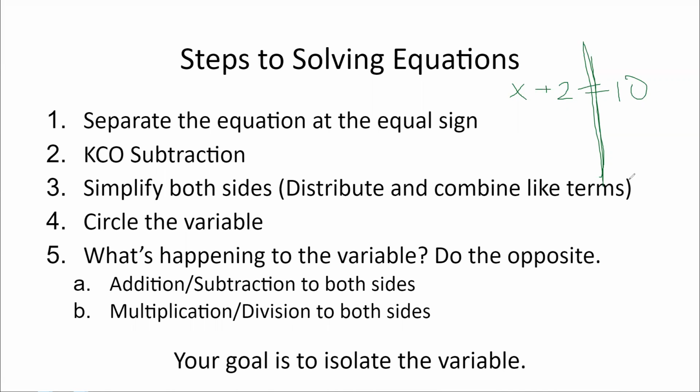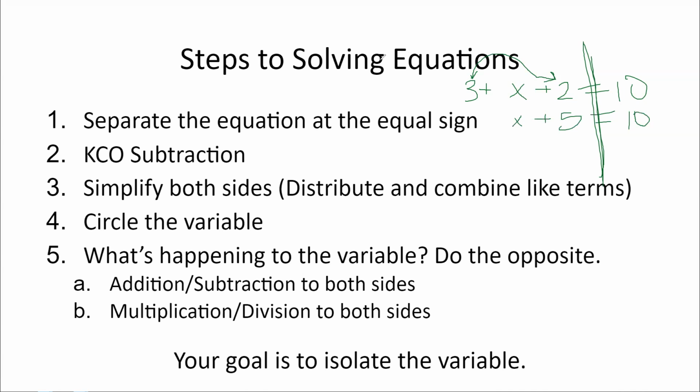Next thing you're going to do is KCO subtraction. So if you see any kind of subtraction, just KCO it. KCO means keep, change, opposite, remember. You're going to simplify both sides. So what I have right now, the left side and the right side is both simplified, but if you saw any distribution or combining like terms, like if I had a plus 3 thrown in there, I would have to combine that 3 and that 2, because those two are like terms before I do anything else. Once you have things simplified, so we'll just combine those two, equals 10.